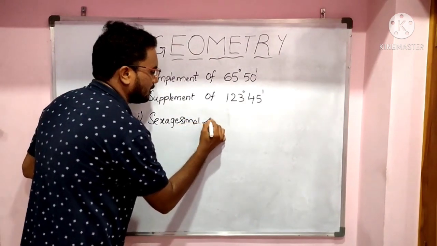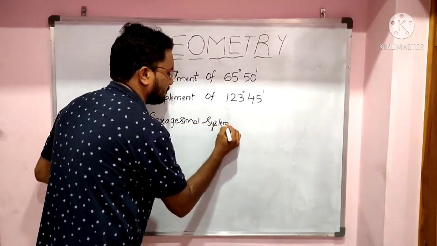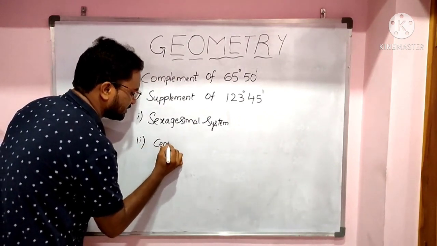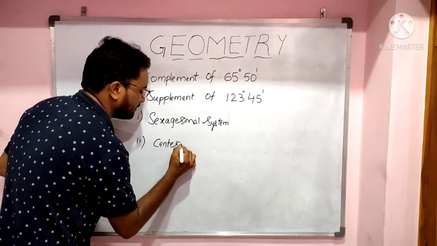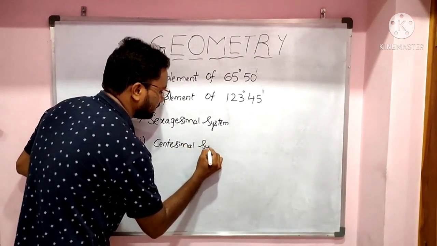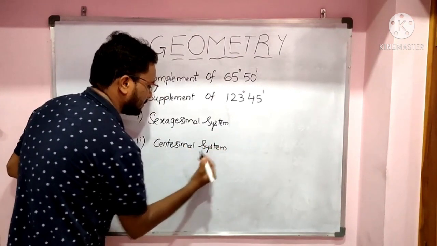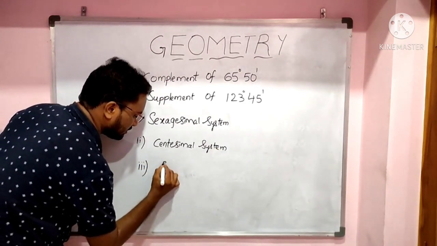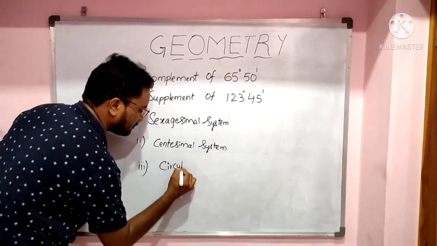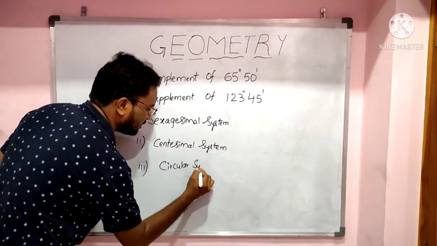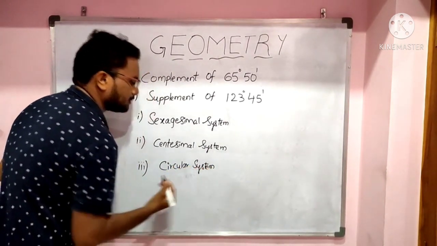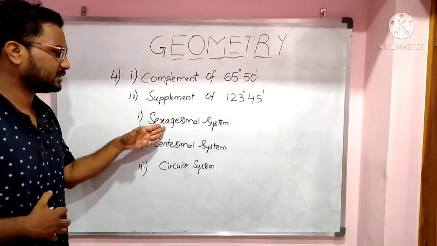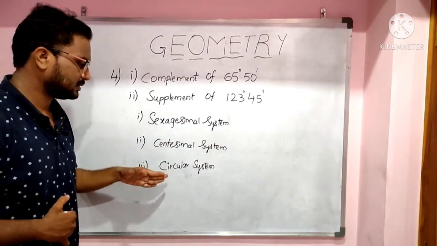Sexagesimal system. Second one is centesimal system. And the third one is circular system. So here: sexagesimal system, centesimal system, circular system.